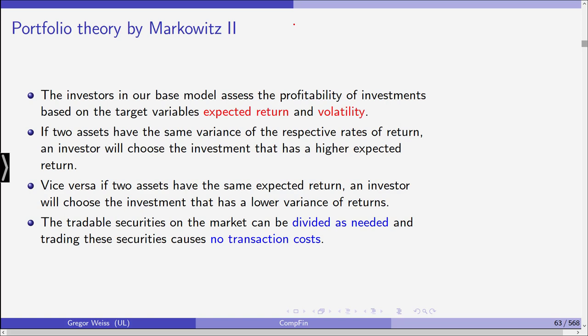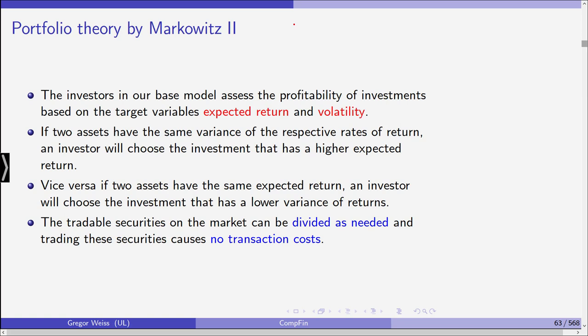Now, if two assets have the same variance or the same volatility of the respective returns, then an investor will obviously choose the investment that has a higher expected return. So if the level of risk is the same for two investments, we will choose the investment that has a higher expected return. Now, vice versa, if we are looking at two investments that give you the same expected return, we will be choosing the one that has a lower variance, a lower volatility, thus a lower standard deviation of returns.